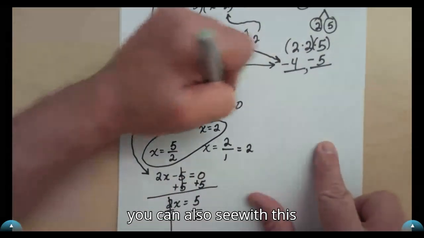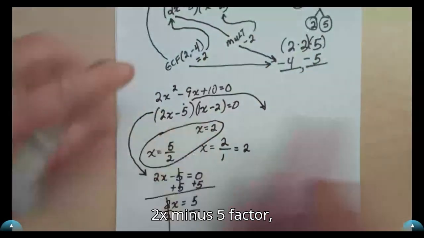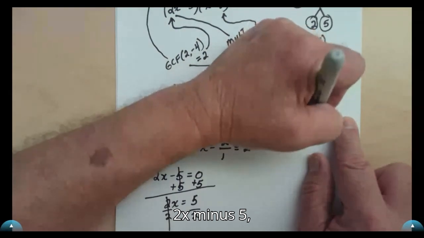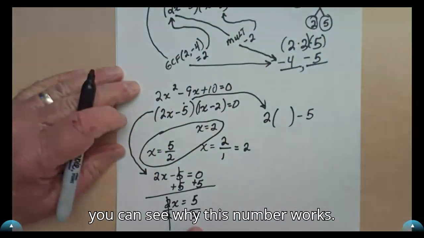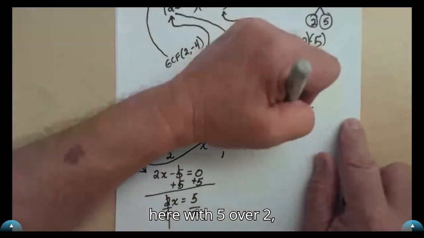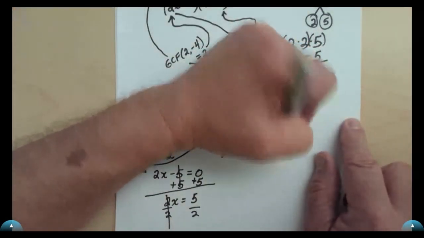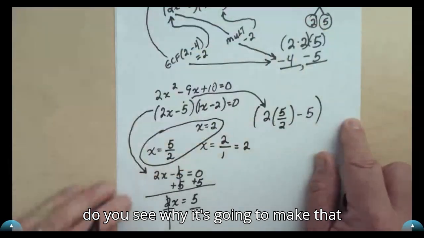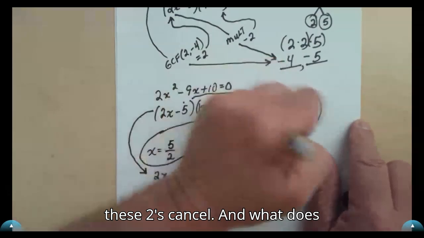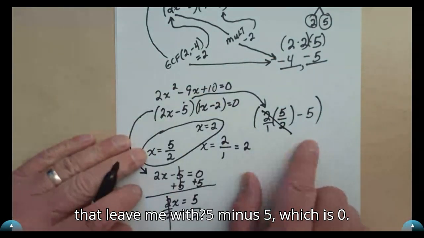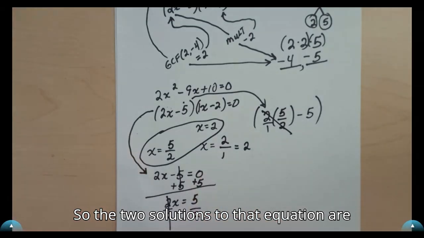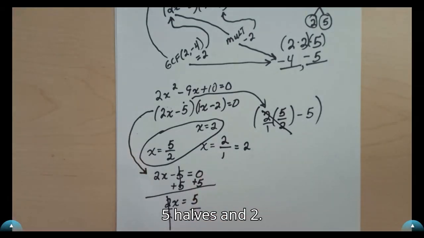And you can also see with this 2x minus 5 factor why this number works, because if I replace the x that goes here with 5 over 2, do you see why it's going to make that factor 0? Because these 2's cancel. And what does that leave me with? 5 minus 5, which is 0. So the two solutions to that equation are 5/2 and 2.